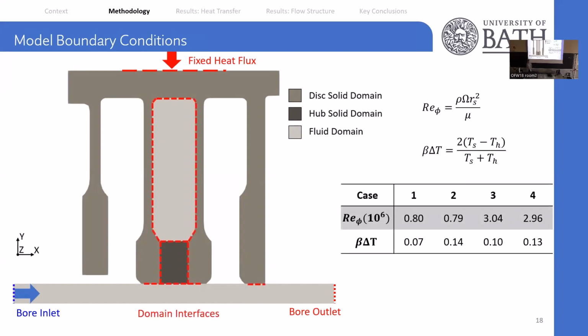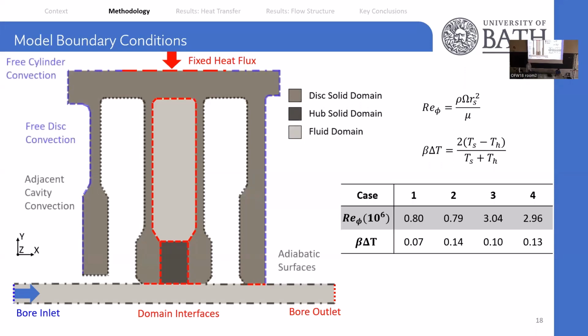To characterize the different cases run experimentally, the rotational Reynolds number was used, which characterizes the rotation of the disks, as well as the buoyancy parameter, which indicates the amount of convection occurring within the fluid. And this can be characterized by the difference between the shroud and the hub in terms of temperature. Four cases were selected that cover a full range of these rotation speeds and temperature gradients. And the other boundary conditions are shown here, and further information is available within the literature that has recently been published.